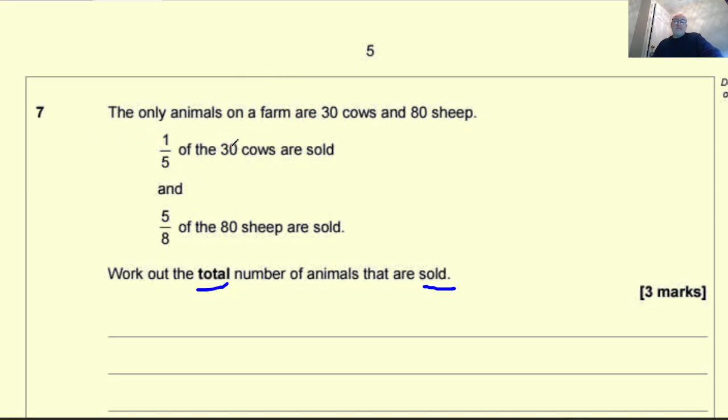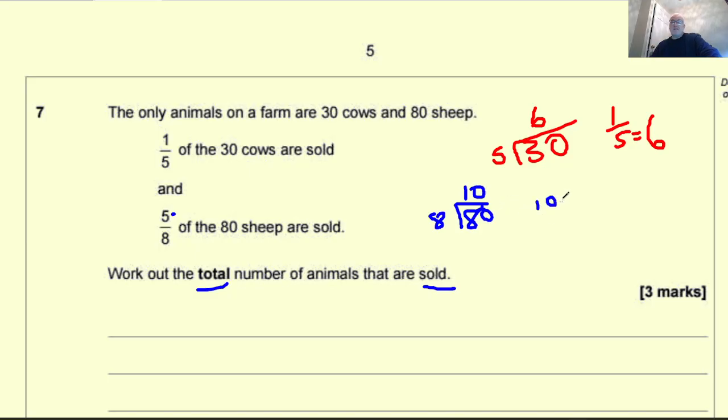So 1/5 of the 30, so I'm going to divide that by 5. So 5 into 30 goes 6. And if I times it by the 1, that's just going to give me 1/5 equals 6. Okay, if I'm looking at the sheep this time, divide by the denominator. So I've got 80 divided by 8, that's going to give me 10. This time I've got 5/8 are sold, so I'm going to times the 10 by 5. That's going to give me 50. And I'm just going to add the two together. 50 plus the 6 is going to equal 56.